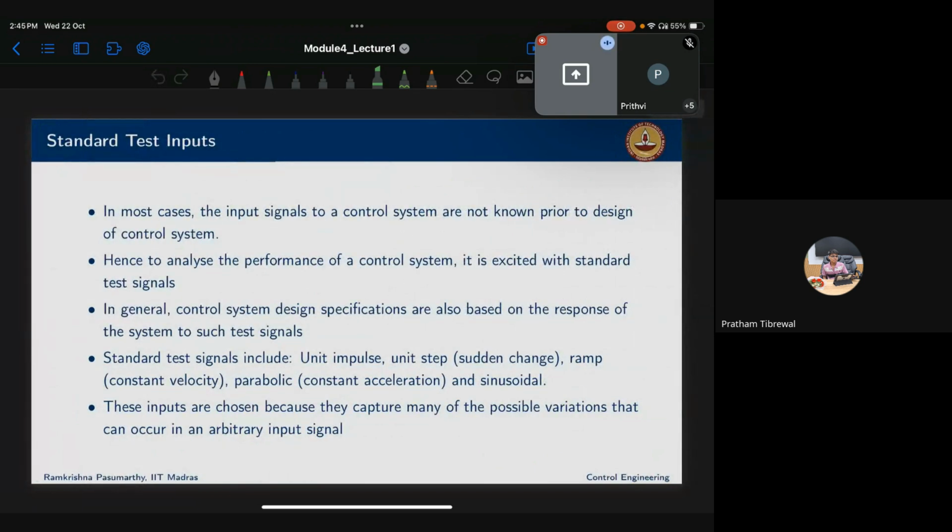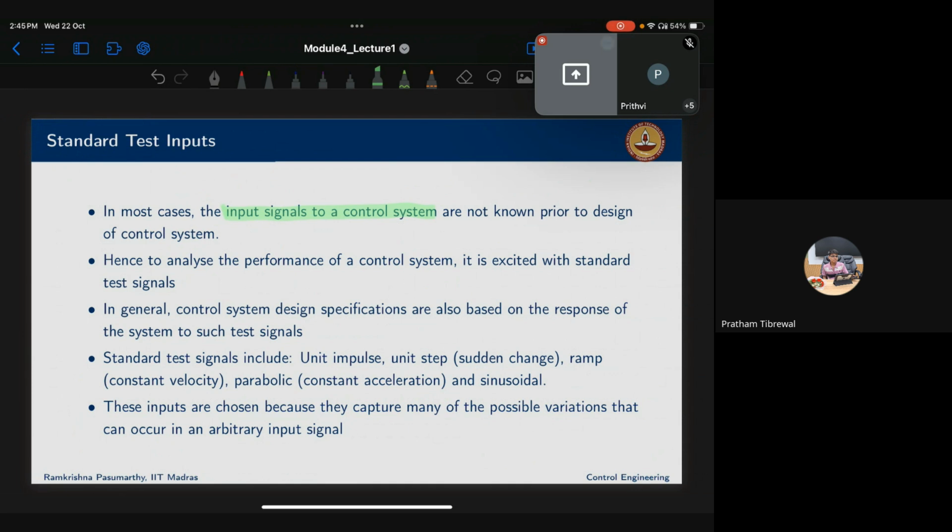Next, standard inputs. Generally speaking, input signals to any control system are mostly not known, we do not know what kind of behavior they have. Suppose, for example, a disturbance signal comes as an input signal. We don't know what kind of behavior the disturbance has, because disturbances are mostly very noisy signals.